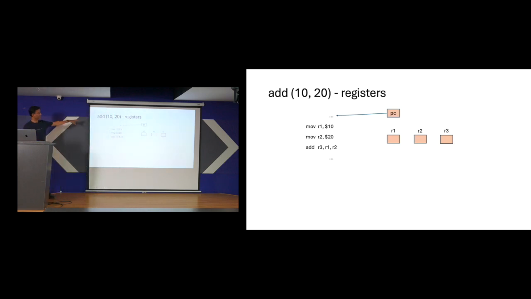So, one way to implement this ISA is this notion that move 10 to R1, okay? So 10 got put into register 1, 20 got put into register 2, and then I call add, R3 is equal to R1 plus R2. That is what essentially the last instruction means. This is called a register based machine.